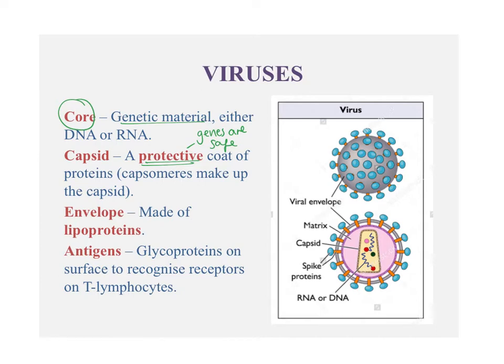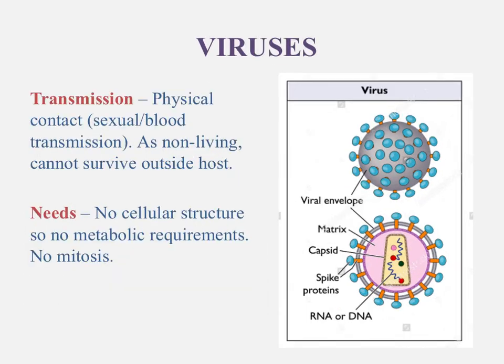In terms of detail, you might want to make a note of the fact that capsomeres are the things that make up the capsid, the little individual subunits. The viral envelope is made up of lipoproteins, so that's the combination of a fat and protein. And then the antigens we know are glycoprotein molecules, so protein and a carbohydrate, which are there to specifically recognize T cells, T lymphocytes. Okay, and that's the whole idea of HIV being really dangerous.